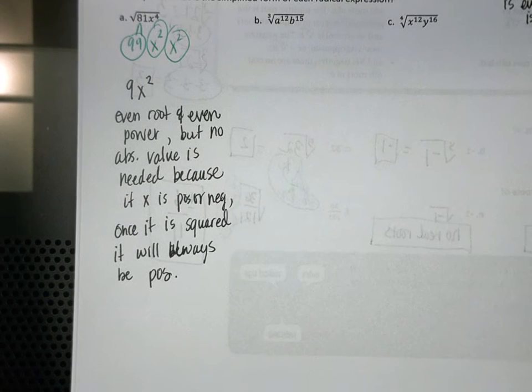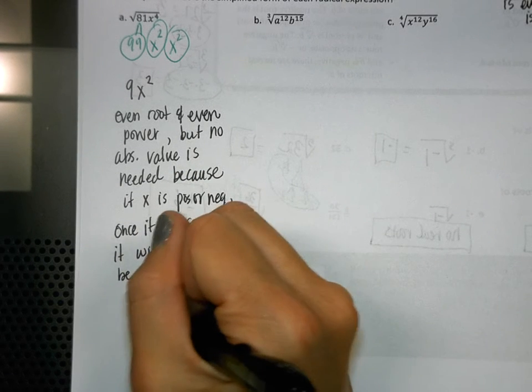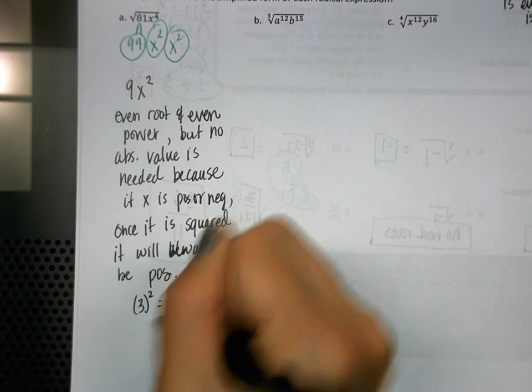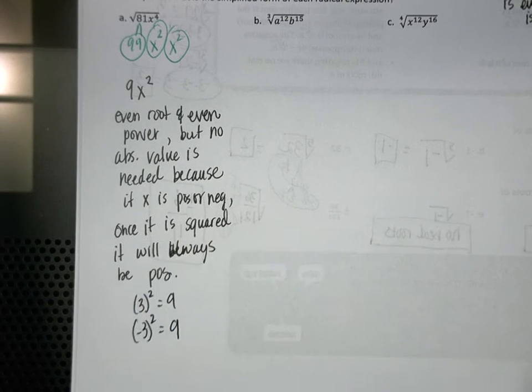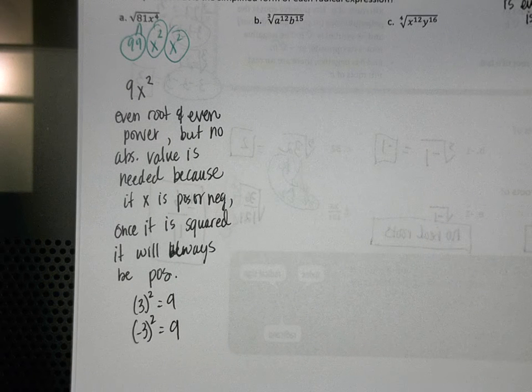And I just wrote this example, like let's say x was 3, well 3 squared gives you 9. Well, let's say x was negative 3. Well, negative 3 squared is still going to give you 9. So either way, if you end up with an even exponent on the outside, you don't need to use the absolute value bars because no matter what, even if it was a negative, it would end up being positive.